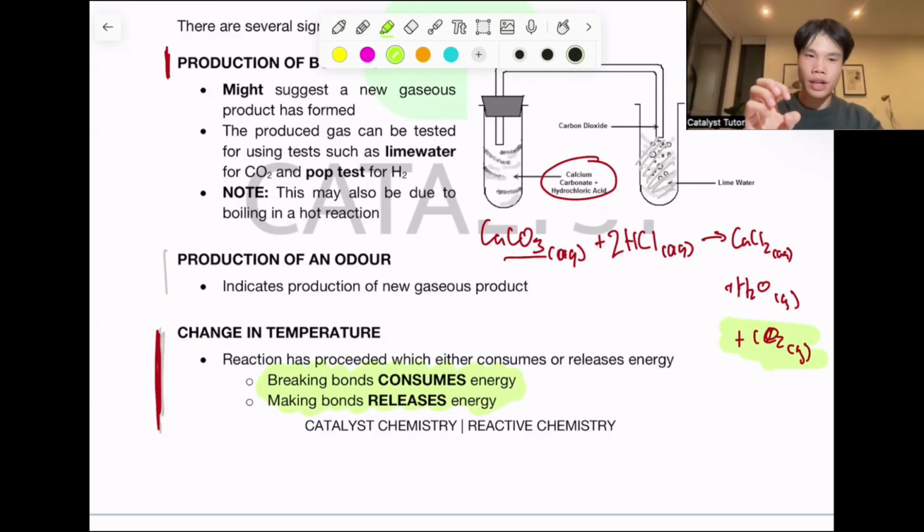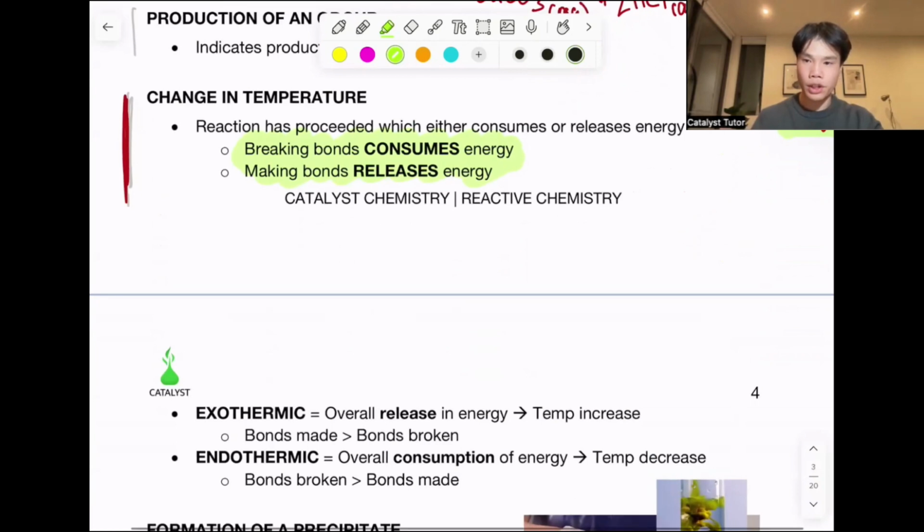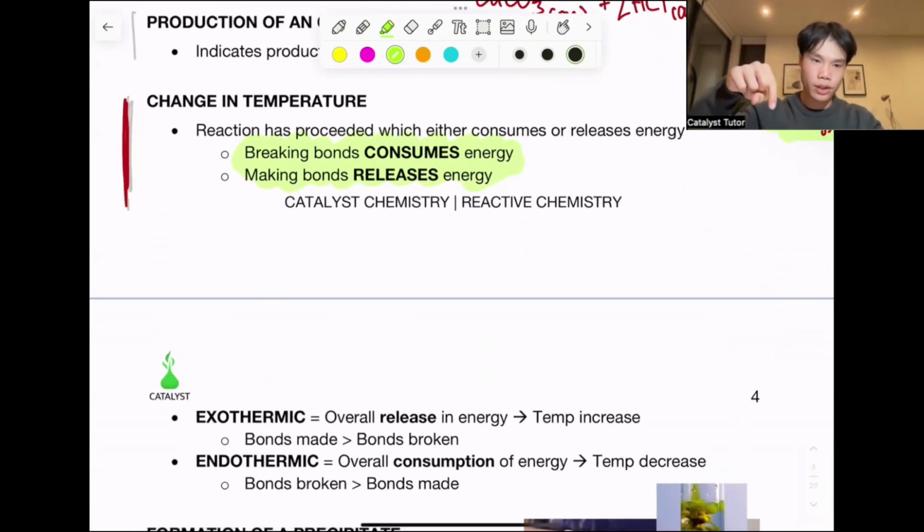But try to get that clear in your head: breaking bonds consumes energy and making bonds releases it, because that will tell us in a reaction whether the temperature of the system will increase or decrease.